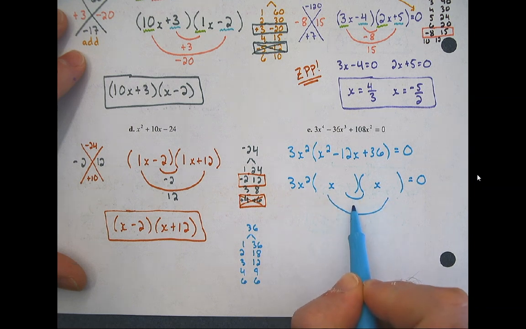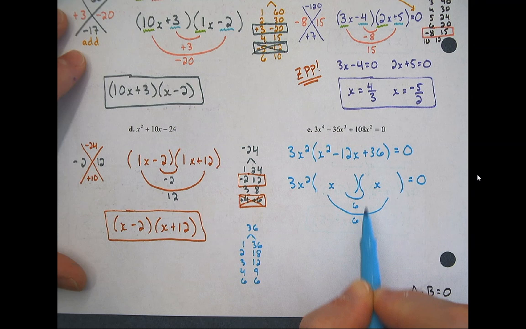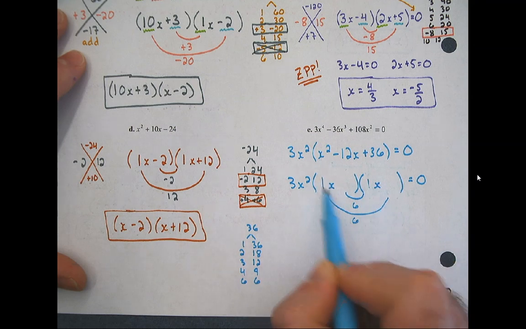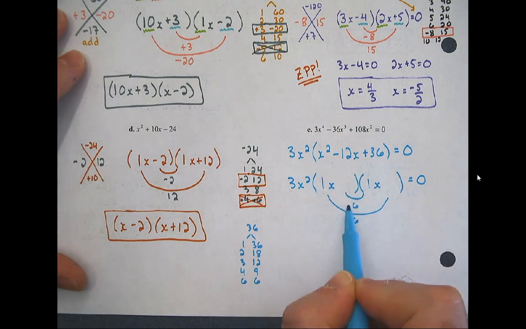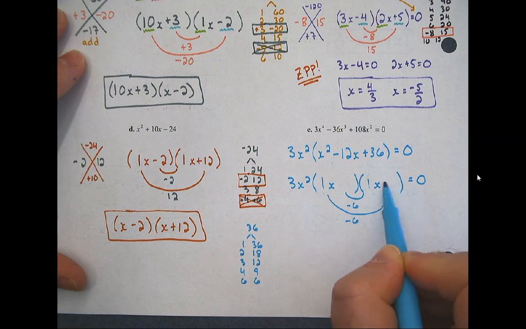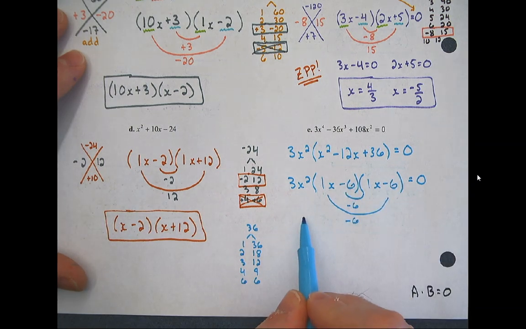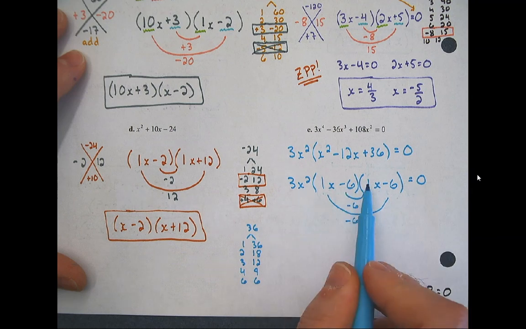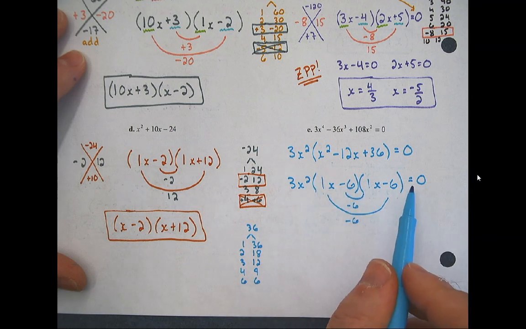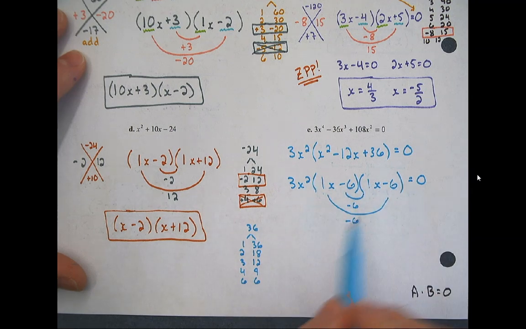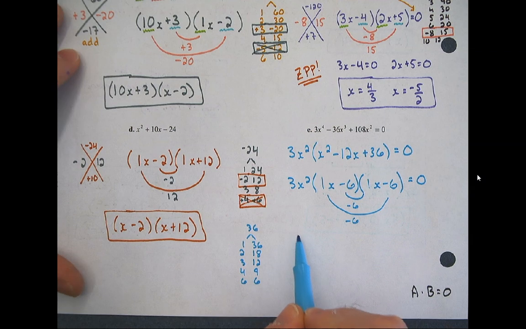So this is 6, this is a 6. That's got to be a 1, that's got to be a 1. Oh, wait. I needed to make a negative 12, so they've got to both be minuses. Minus 6, minus 6. So I have now, I've got it factored. Now I need to actually ZPP it. So I'm not going to rewrite it. I'm going to just go right into ZPP.